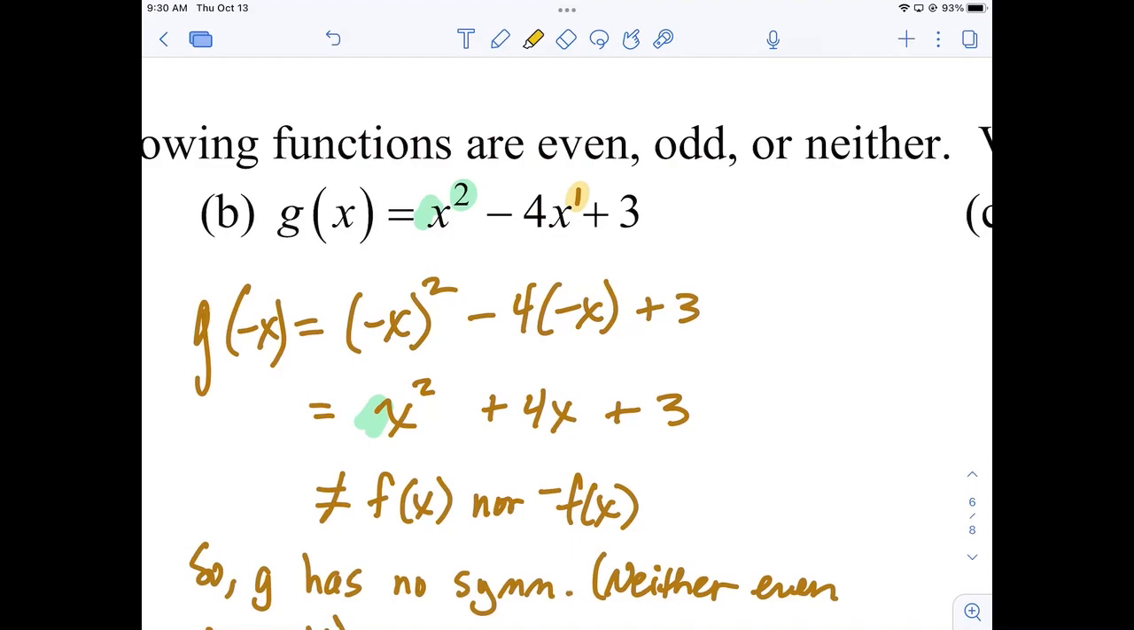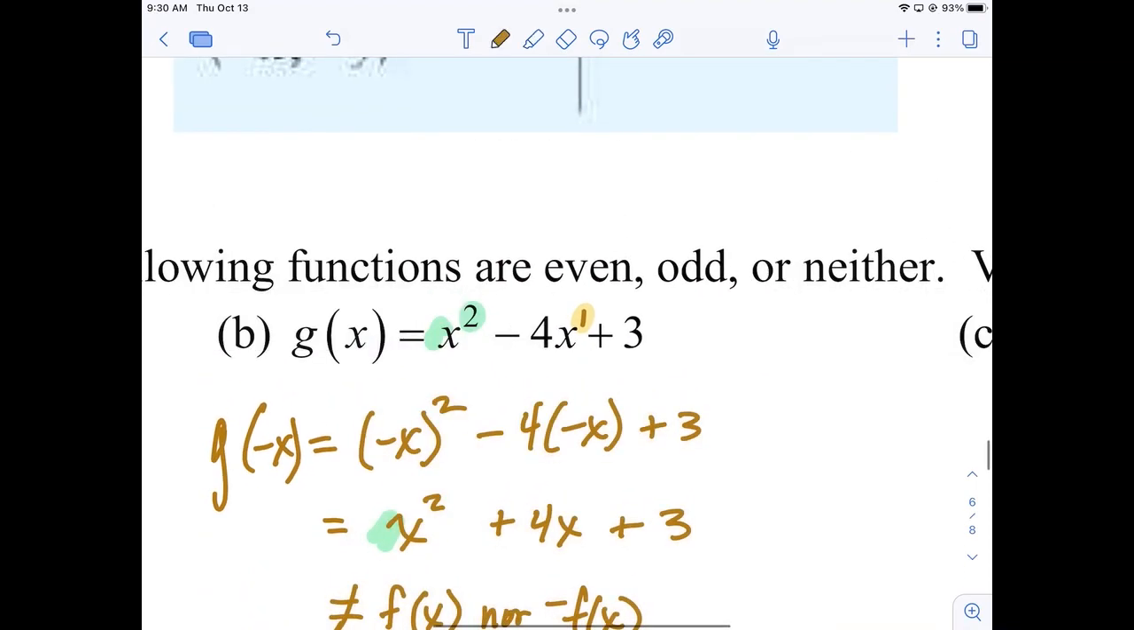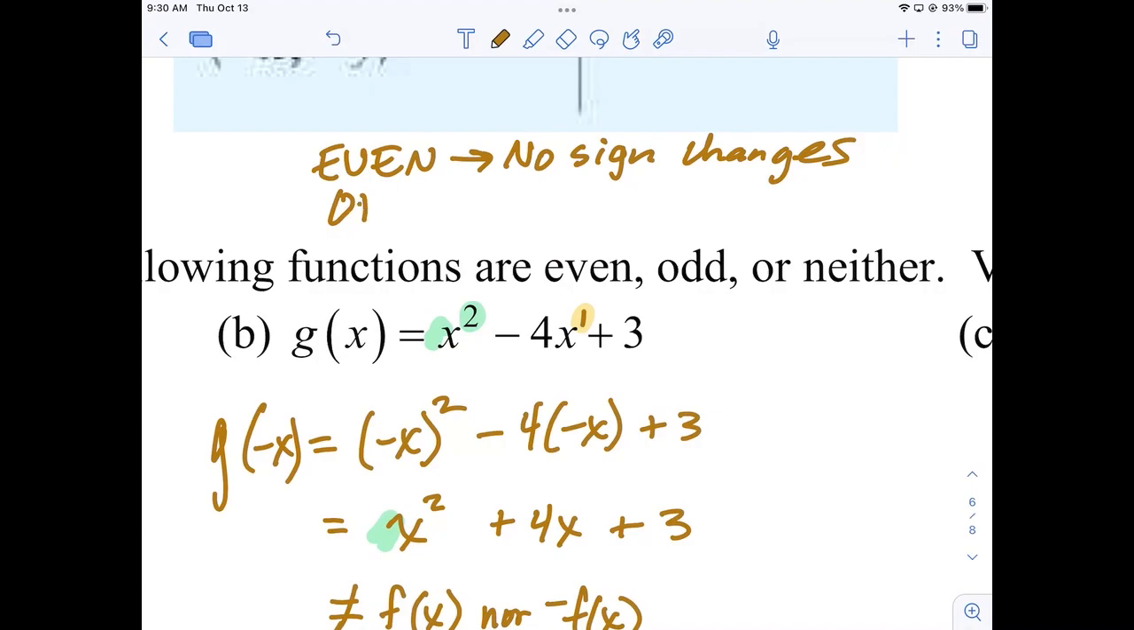So here's the deal. To be an even function, when you have a singly defined function like this, an even function is no sign changes. And an odd function is going to be all sign changes.